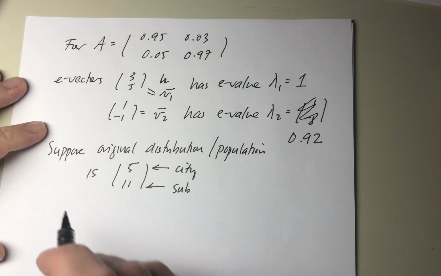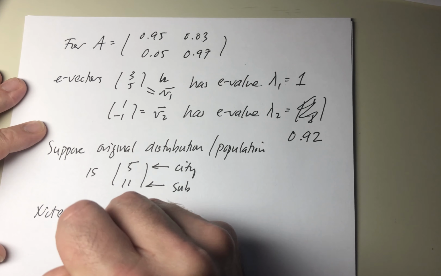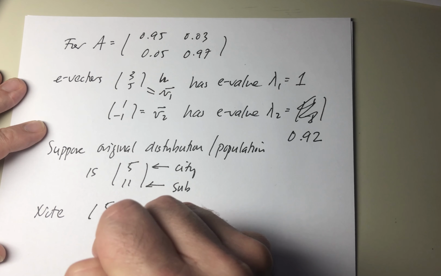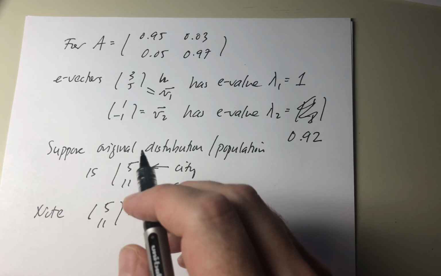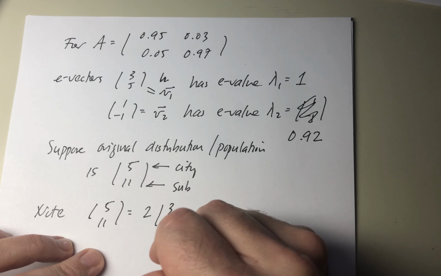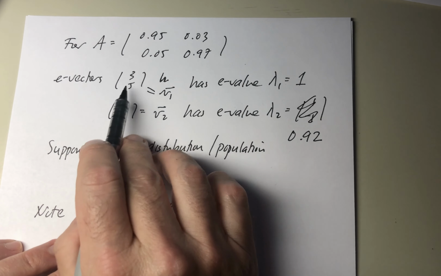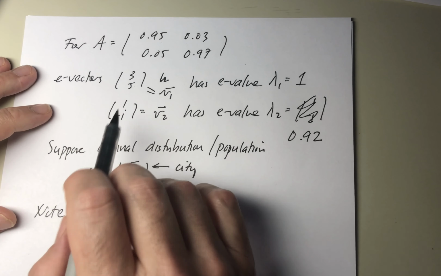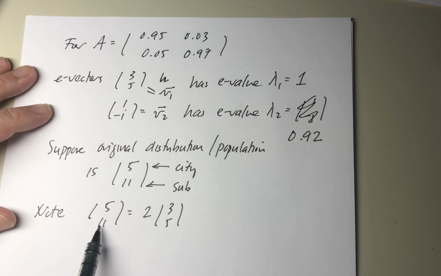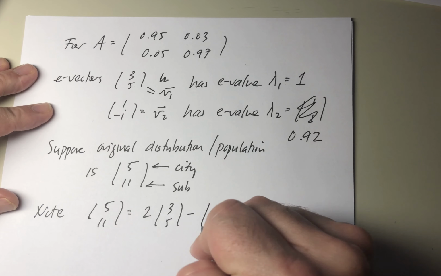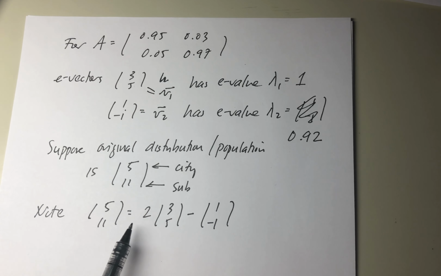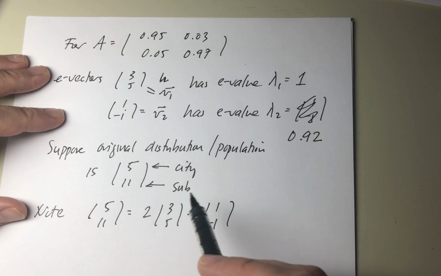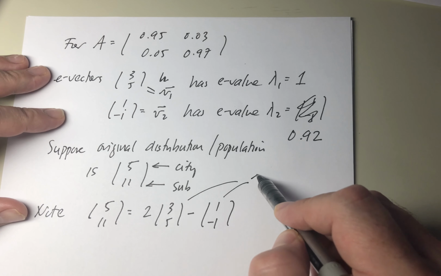(5, 11). Now note that I can write (5, 11) as a linear combination of the two eigenvectors. So what is it? It's going to be 2 times (3, 5) minus (1, -1). I know I can do this actually because this is going to be a basis. These two vectors form a basis for R2. So any vector in R2 can be written in a unique way as a linear combination. But let me just tell you that this is the way to do it here, where these are the eigenvectors, right?